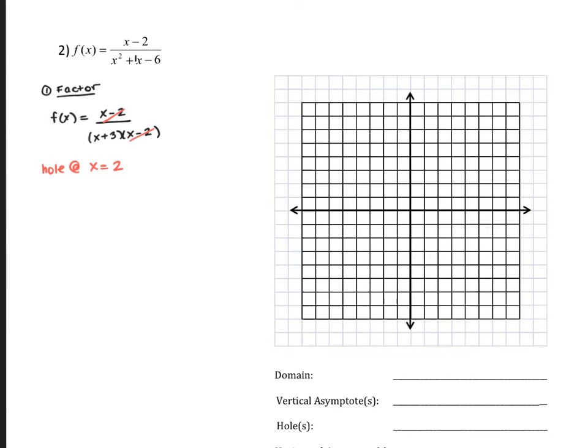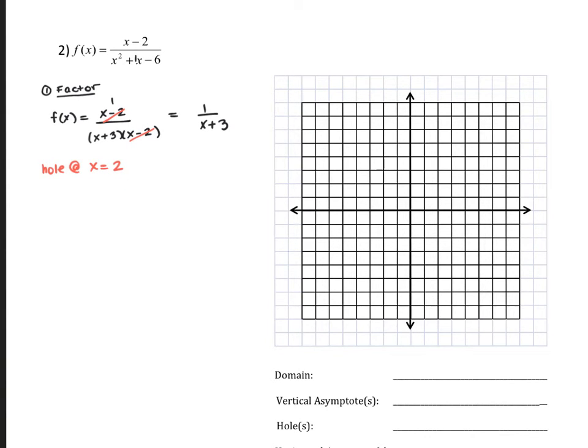We actually want to rewrite this as one simplified equation. Anything divided by itself is 1, so don't forget that 1 on top. So we have 1 over x plus 3. That's my new simplified equation. Since we know we have a hole at the opposite sign, if the factor is x minus 2, the hole will be at x equals 2.